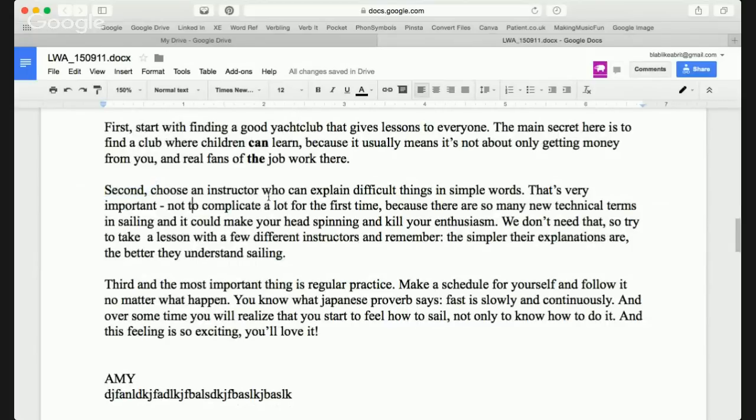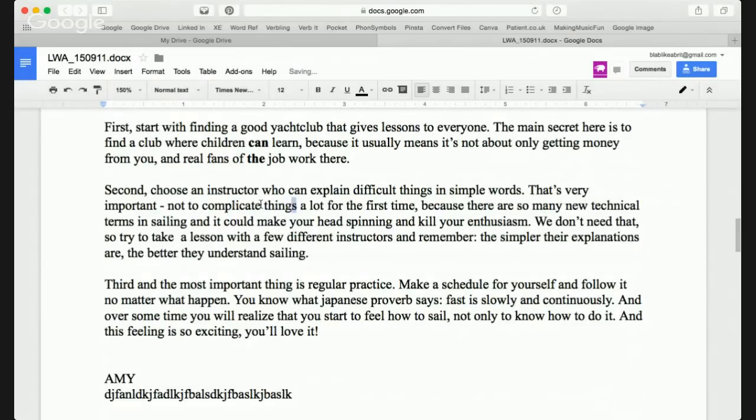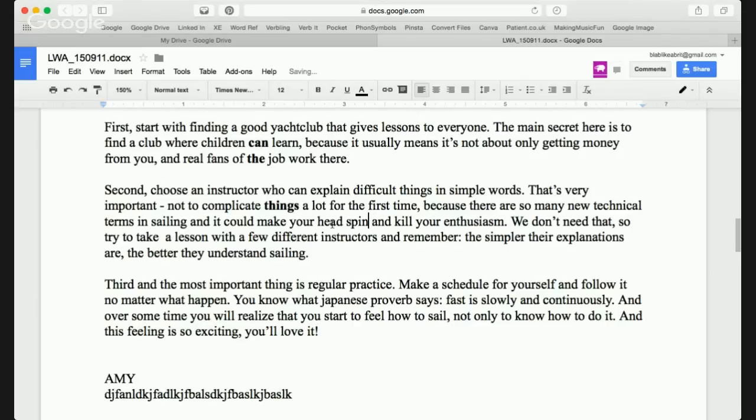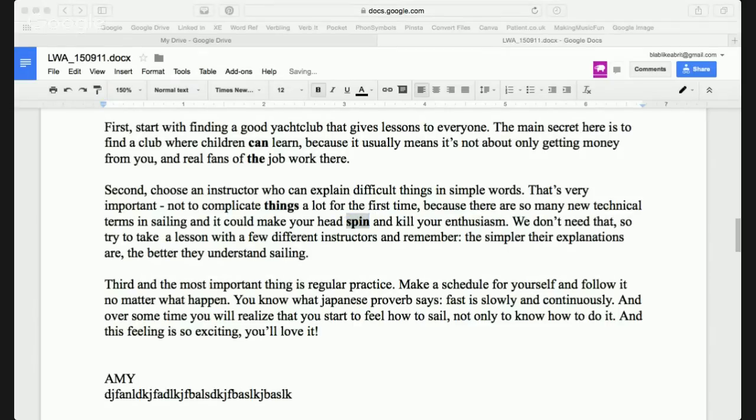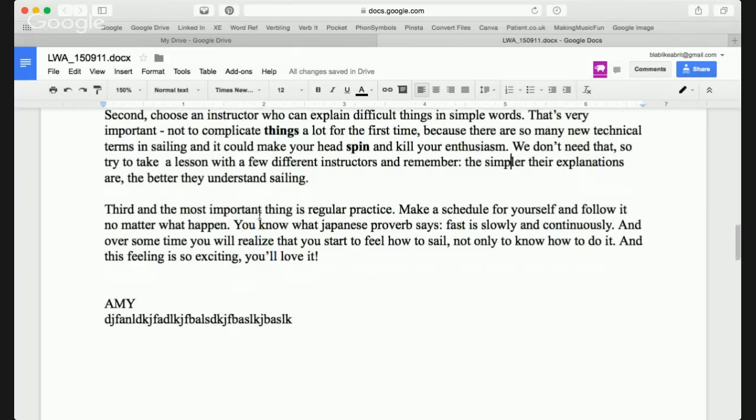So second, choose an instructor who can explain difficult things in simple words. That's very important, not to complicate things a lot for the first time. Because there are so many new technical terms in sailing, and it could make your head spin. And kill your enthusiasm. We don't need that, so try to take a lesson with a few different instructors, and remember, the simpler their explanations are, the better they understand sailing. Really good. Great sentence.